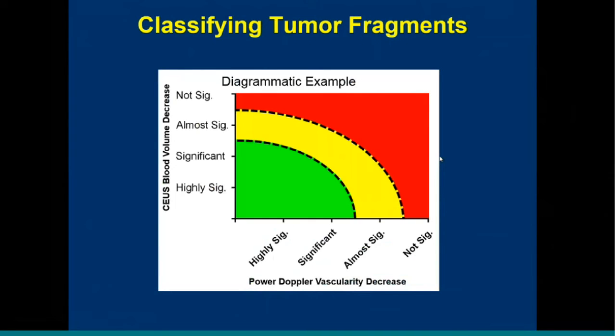And so we have our power Doppler data, and we have our contrast blood volume data, and they often show similar results, but there's some contradiction. We needed a way to classify tumor fragments as being sunitinib sensitive, here in green, or sunitinib resistant, here in red.